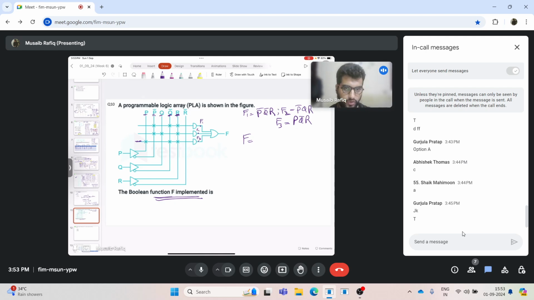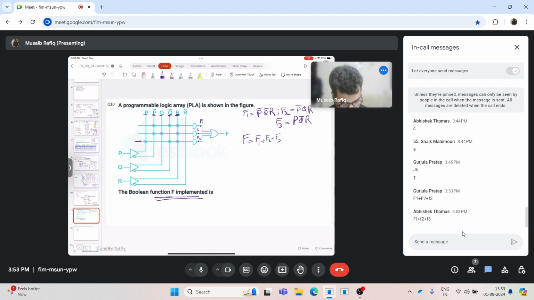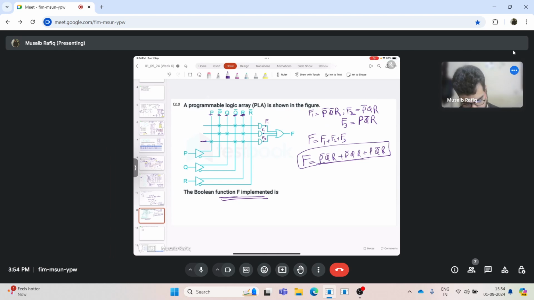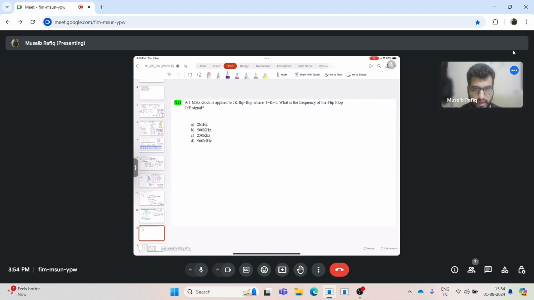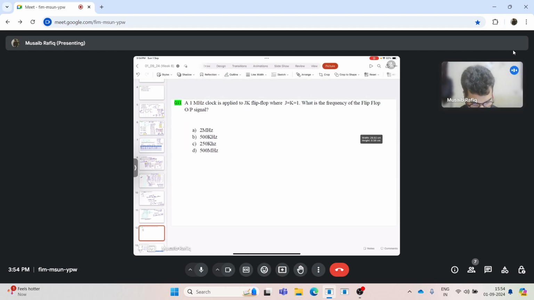Anyone? What is my F equal to in terms of F1, F2, and F3? Thank you. So F is equal to F1 plus F2 plus F3. So my Boolean function implemented by this PLA is P bar Q bar R plus P bar Q R plus P Q bar R. Now this is the question I would like you guys to solve first, then I'll show the solution.